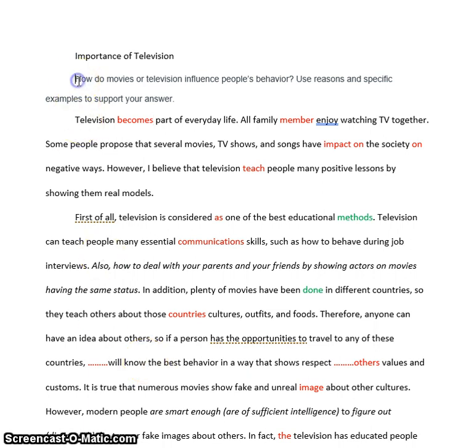Let's begin. How do movies or television influence people's behavior? Use reasons and specific examples to support your answer. Okay. Television becomes part of everyday life.